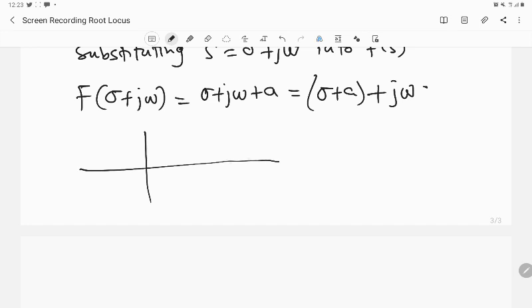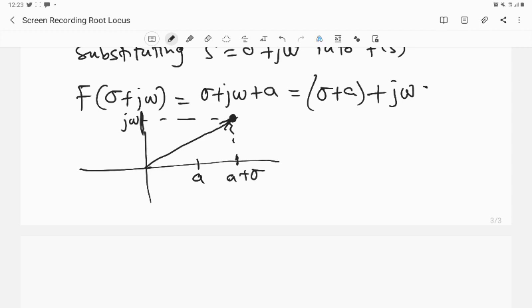in which case the real axis, if this is sigma, is going to be here. Okay, so let me put this as a and this as a plus sigma, then it's going to be something like this. So this j omega, I have my vector here. So that's how the whole system will look.